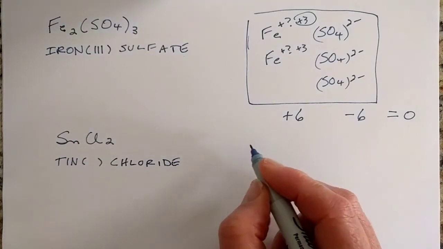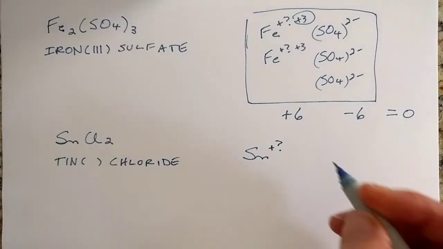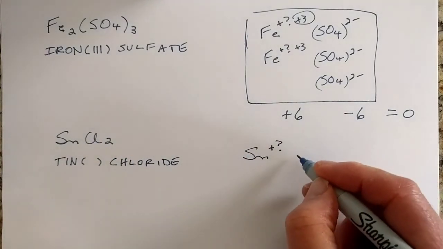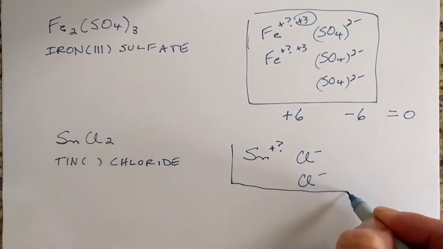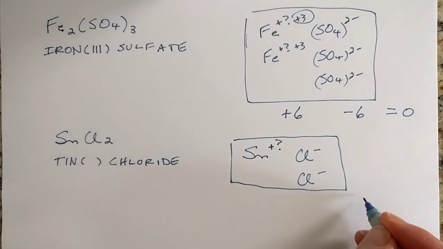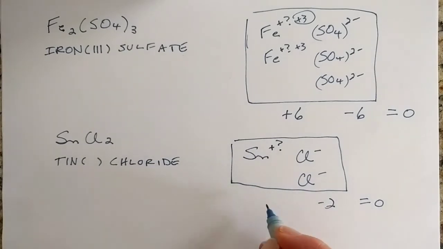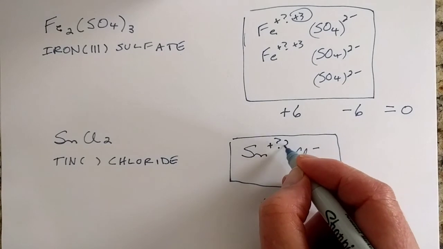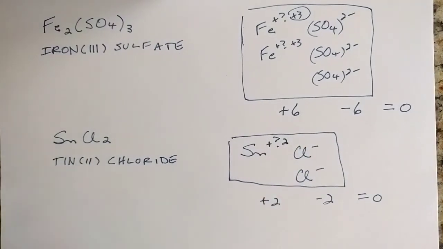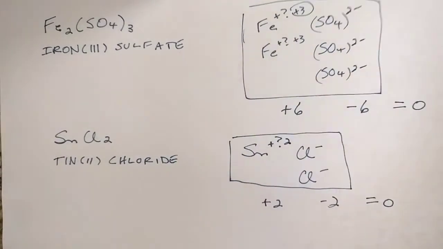All right, now we box our formula. So we have an Sn plus something, and we have 2 chloride ions. Charge of chloride is -1, and we have 2 of them. So that is all that is in our formula unit, those 3 ions. Set the whole thing equal to 0. -1 and -1 is -2. The positive charge has to equal +2. There's only 1 tin ion, so this tin has to be a +2. So it is tin, Roman numeral 2, chloride. And that's it. All right, let's do one more.